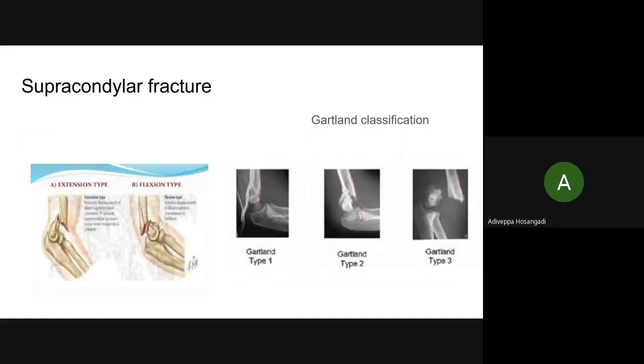Supracondylar fracture is the most common fracture in children. You should remember certain things about it. It is most commonly a maluniting fracture. The most common complication of supracondylar fracture is malunion.